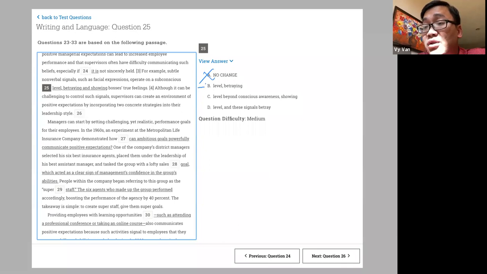So beyond the level, this is too much. These signals betray. There's nothing wrong with this. It's just too much, too redundant. I think it's B. Level betraying. So it's the shortest choice. It makes sense.